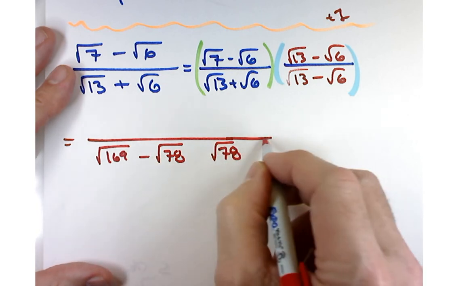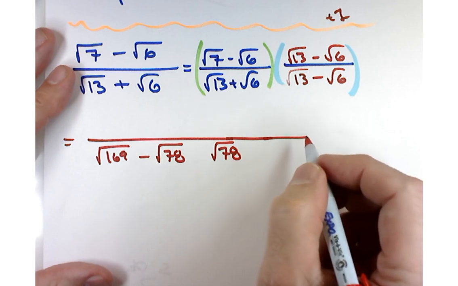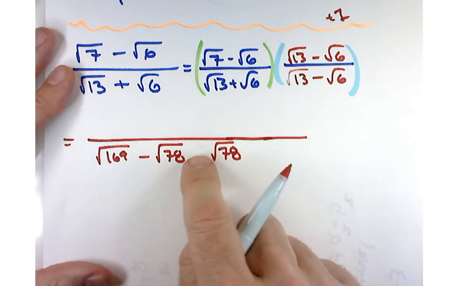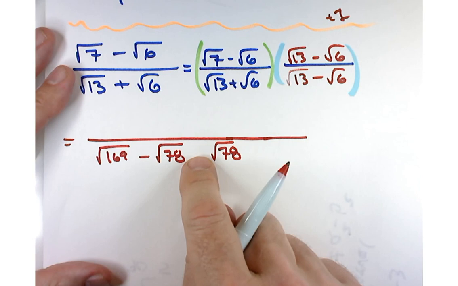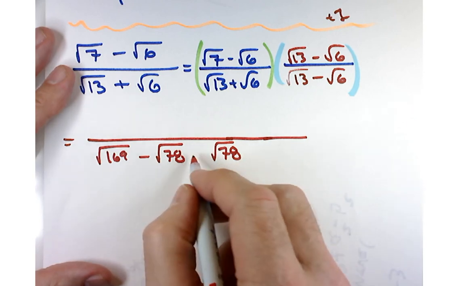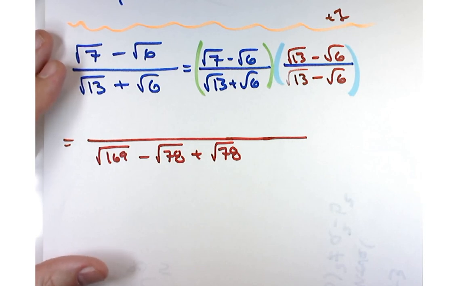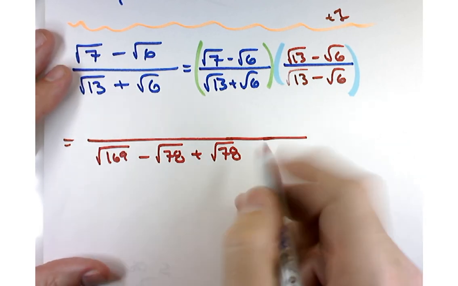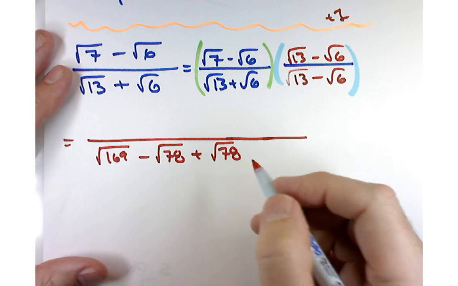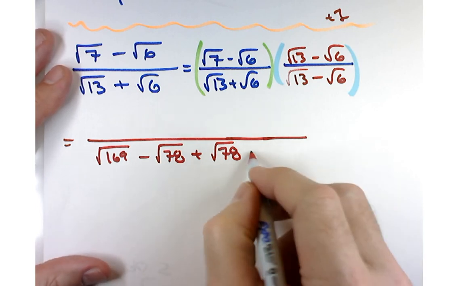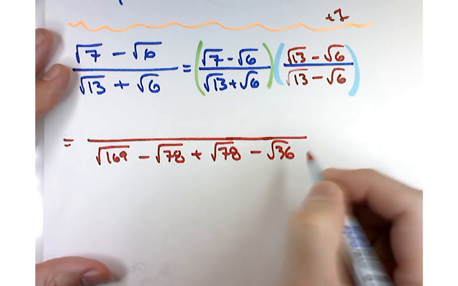Inside terms gives us 78 again. What about the sign here? Positive 78. Positive 78. Awesome. Last terms. Let's see. Negative square root of 36. Great.